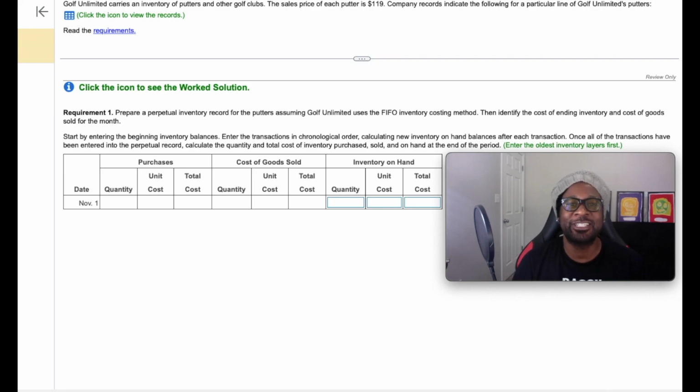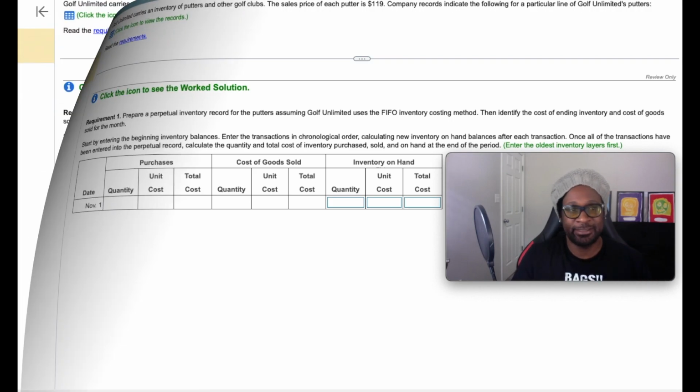Today we're going to take a look at a walkthrough problem on how to properly measure and journalize ending inventory and cost of goods sold under the FIFO method. So if you're unfamiliar with the FIFO method, don't fret, gang. I'll drop a link to get you up to speed in no time. So with that being said, let's get it.